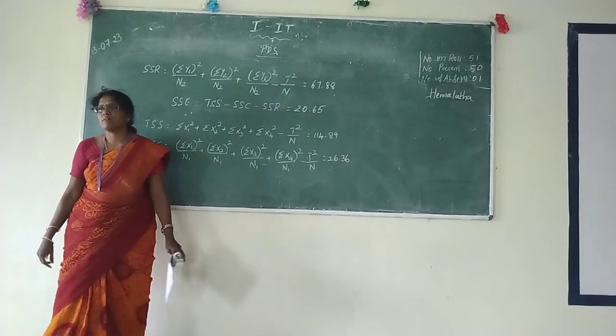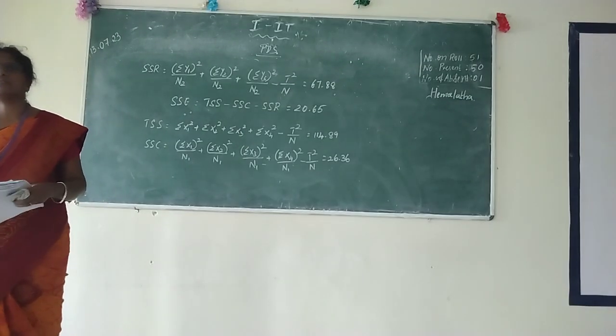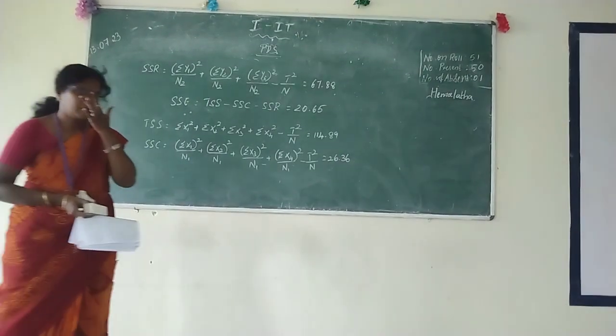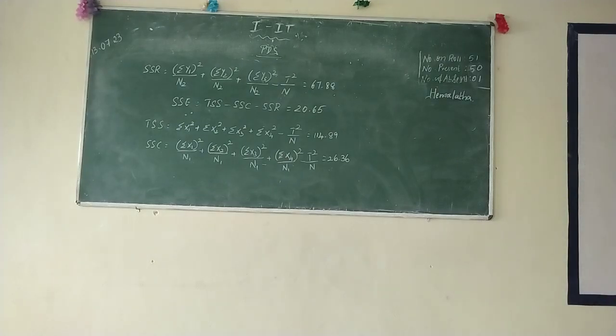ANOVA table. So write ANOVA table. Fill in all the steps you have written, right from the first step. Form the table. Write the headers. Source of variation. Sum of squares.